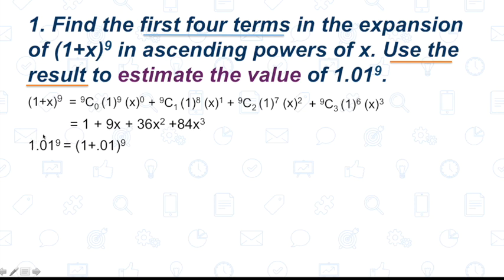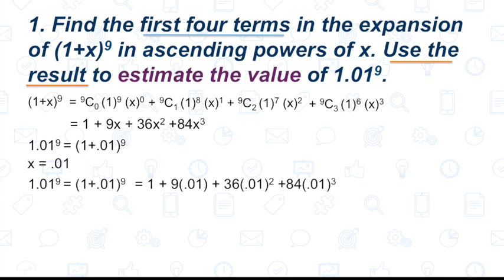But we know that the first four terms of this expansion is this. So what we can do is just plug in the value of x, which is 0.01, in the first four terms of the expansion. So it will be now 1 + 9 times 0.01 + 36 times 0.01 squared + 84 times 0.01 cubed. Now it is important for you to show this working. That is the evidence that you have understood and that you have followed the instruction.